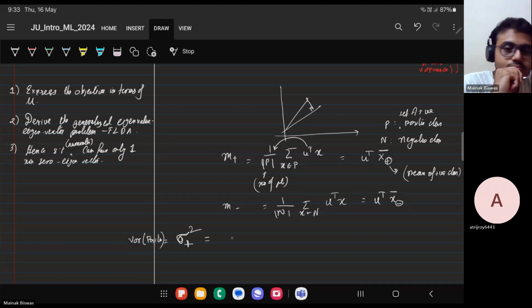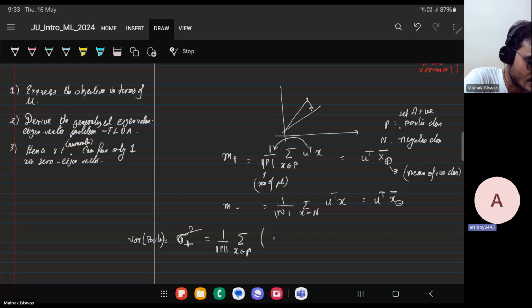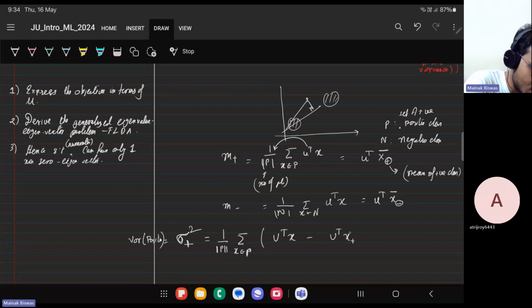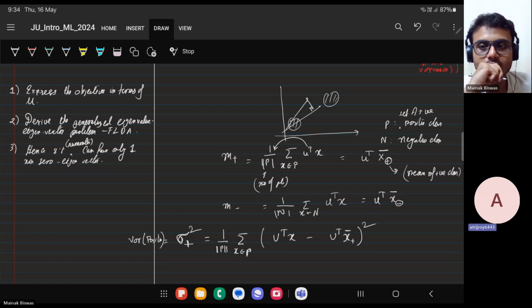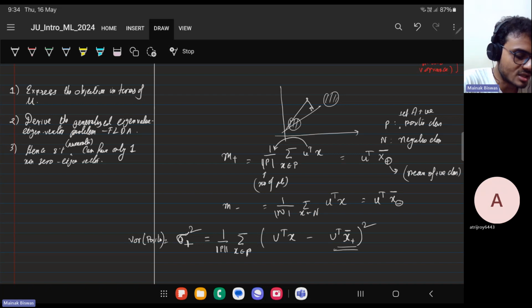Like expectation of X, I'll not write expectation, I'm going to write sample X belongs to P. U transpose X minus U transpose X plus bar, whole square. The projections have to be minimized. Instead of writing the full mean, I'm just writing this here.